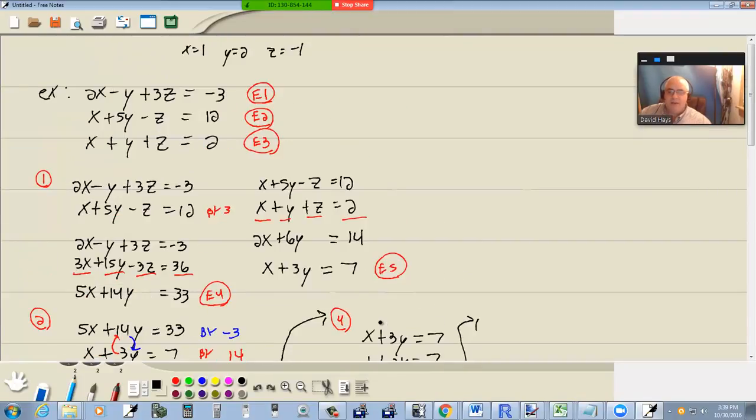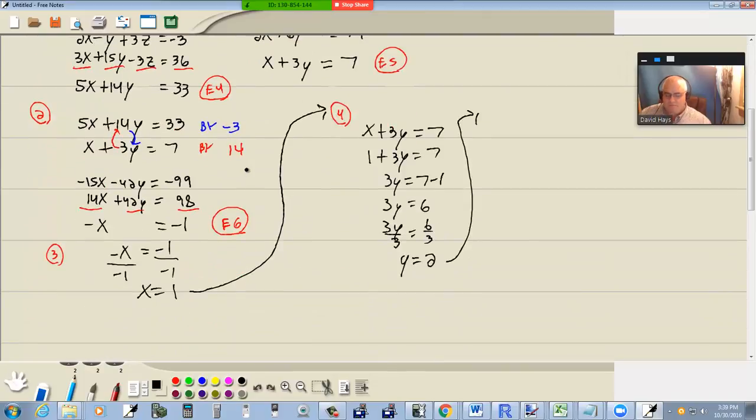Doesn't matter which one you pick. I'll pick this last one. x plus y plus z is equal to 2. We just said in step 3 that x is 1. And we said in step 4 that y is 2. Plus z is equal to 2. So we got 3 plus z is equal to 2.